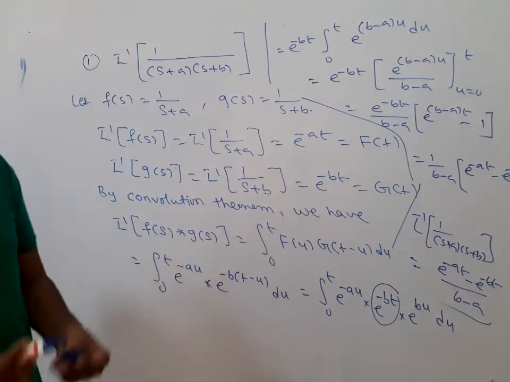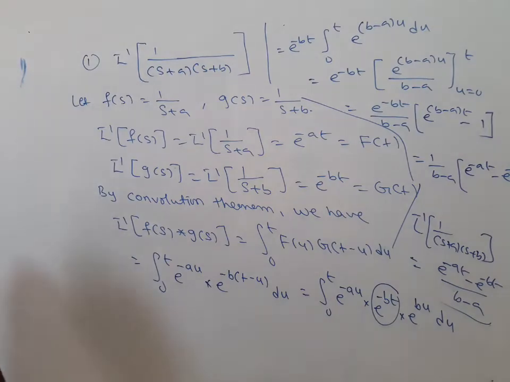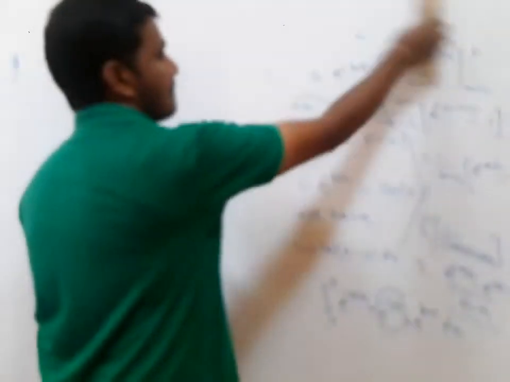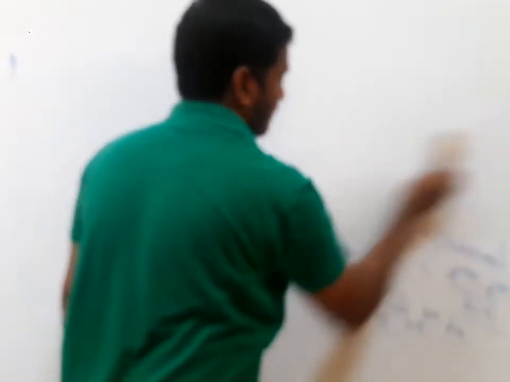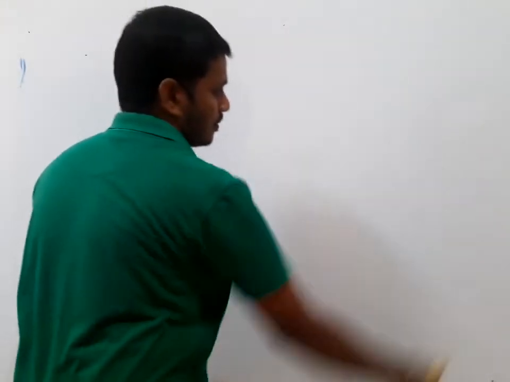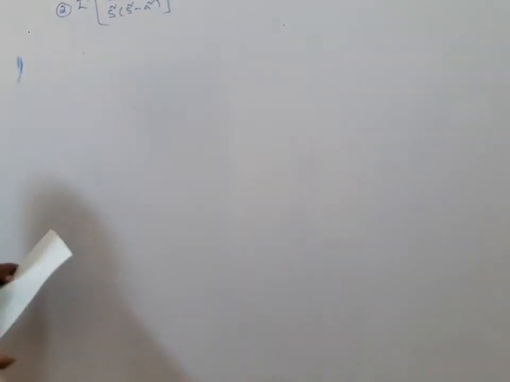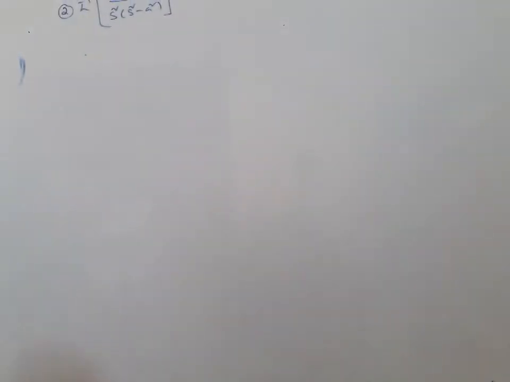This is the problem on convolution theorem. Like that we take another problem. Next, evaluate L inverse of 1 by s square into s square minus a square.